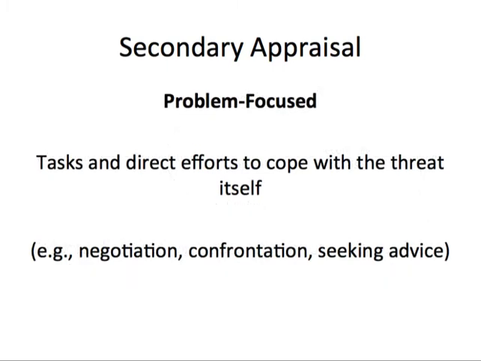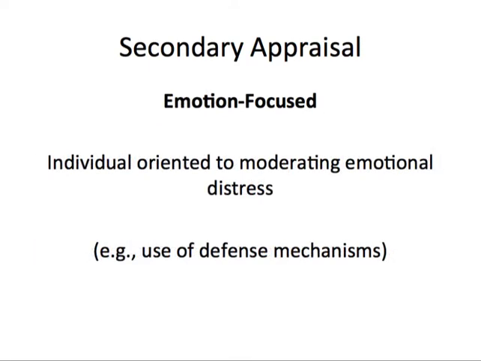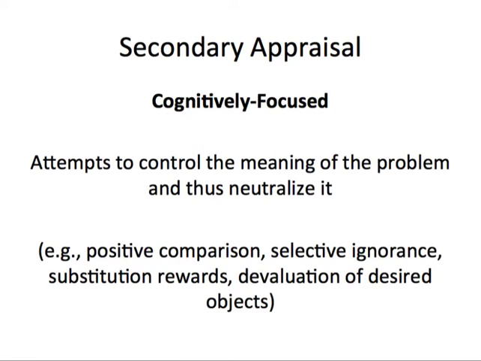The first is problem-focused. This includes tasks and direct efforts to cope with the threat itself. Examples include negotiation, confrontation, and seeking advice. The second is emotion-focused coping, where the individual is oriented to moderating emotional distress. This is best explained by the use of defense mechanisms. The third is cognitive-focused coping, which involves attempts to control the meaning of the problem and thereby neutralize it.